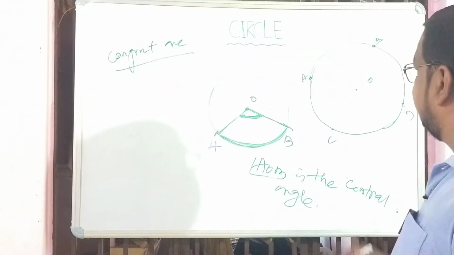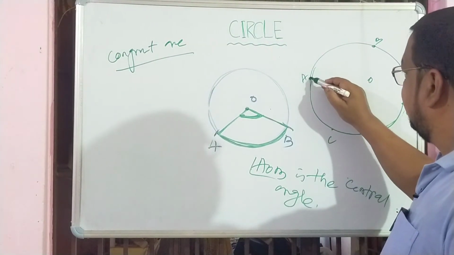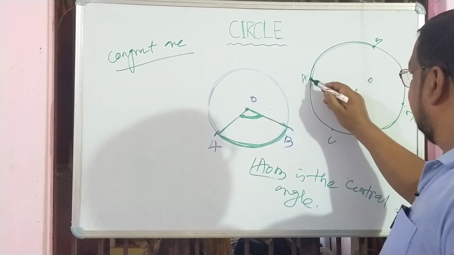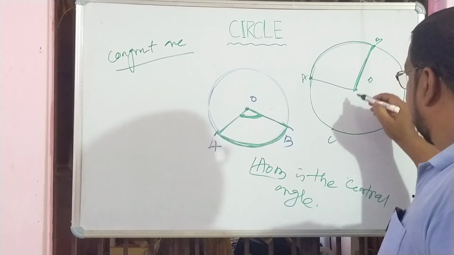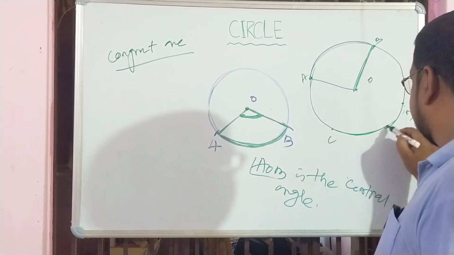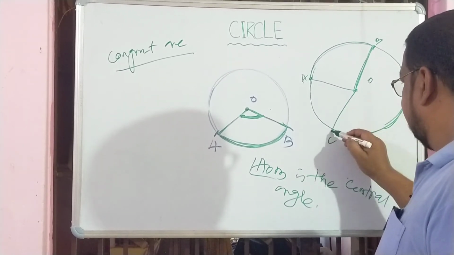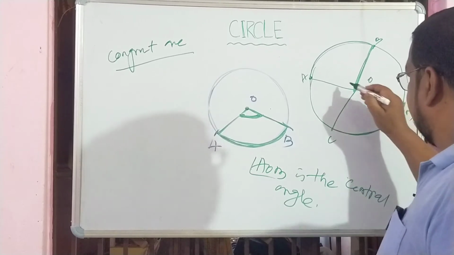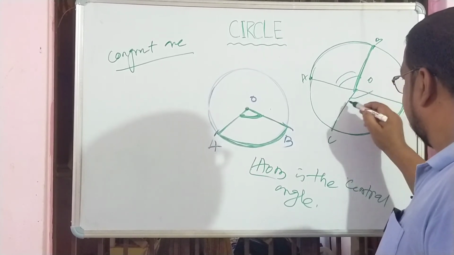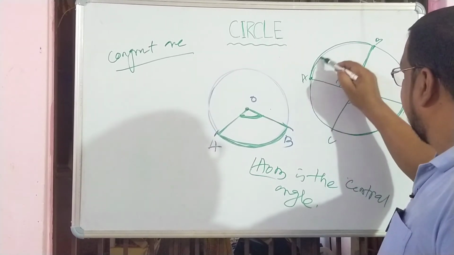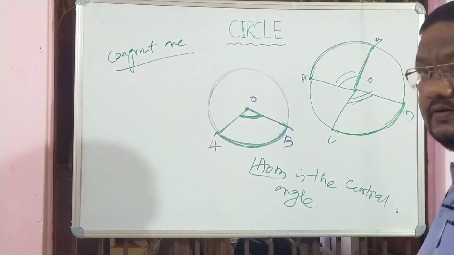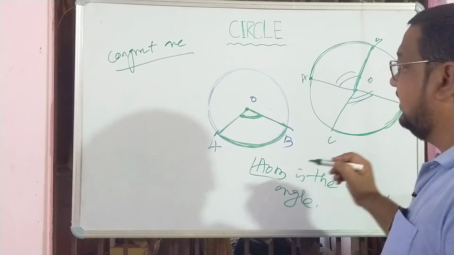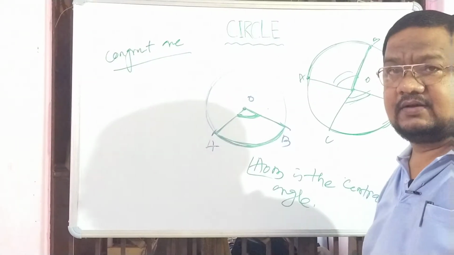If the angle subtended by the arc AB is this angle, and the angle subtended by the arc CD is this angle, and these two angles are equal, then the arc AB is also equal to arc CD. That means AB and CD are said to be congruent arcs.